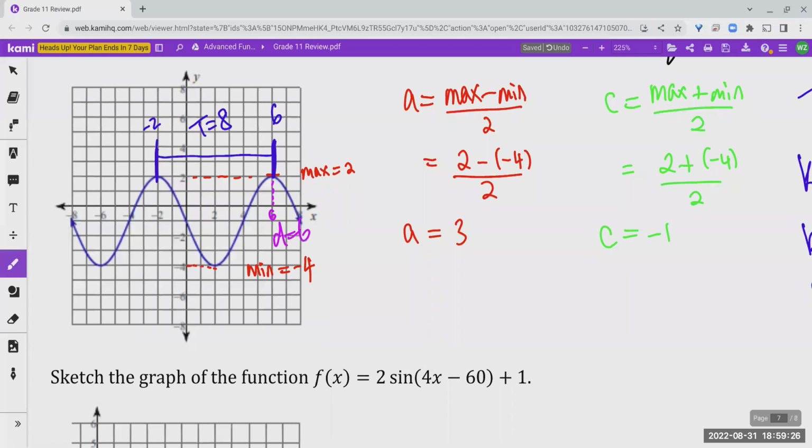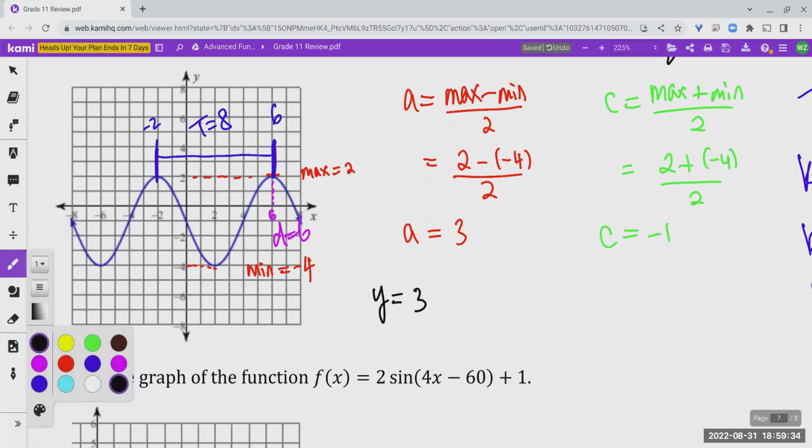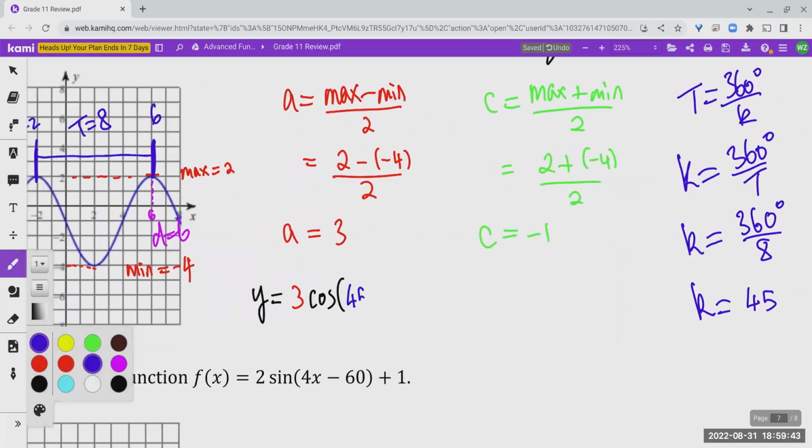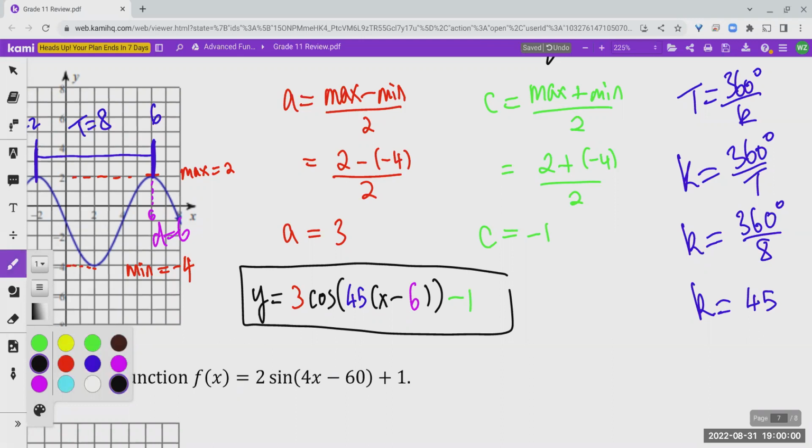So D equals 6 because I chose cosine. So my function: y equals A cos, and I'm going to call A 3. I chose cos. K is 45. The phase shift is x minus 6, plus C. C is -1. Oh, I should say -1 there. There we go. Ta-da! There's my answer.